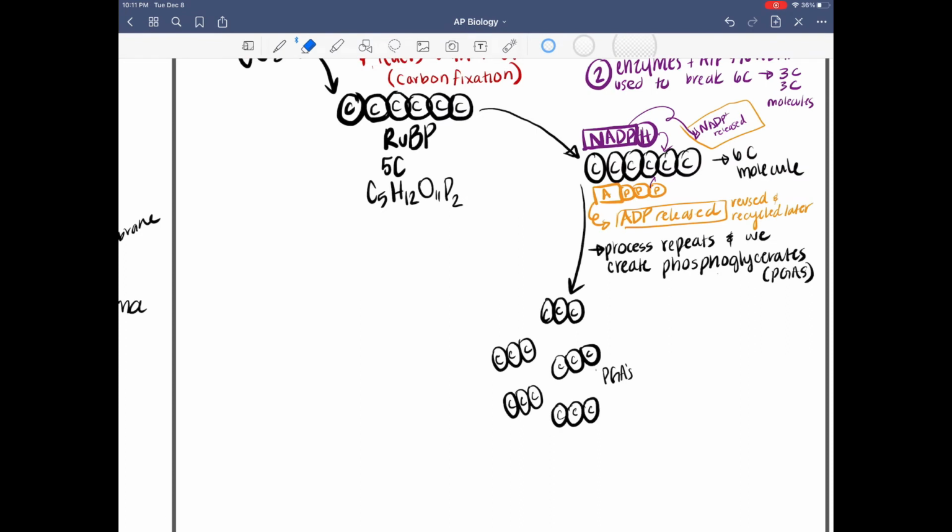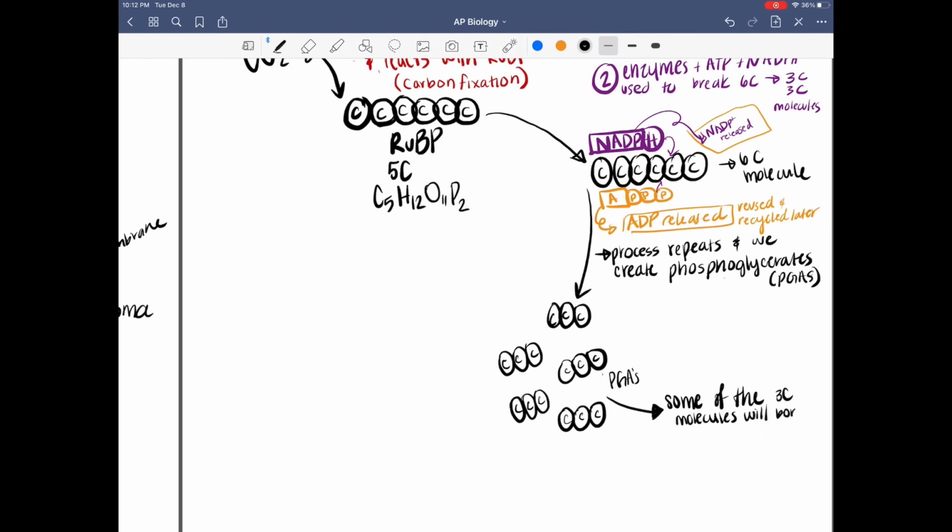From here, we can have one of 2 things. We can take these 3-carbon molecules, and some of them will end up bonding, and that's where we make our glucose. Some of these 3-carbon molecules will bond to make a 6-carbon molecule, and that 6-carbon molecule is glucose. This is where the glucose is being produced in photosynthesis.